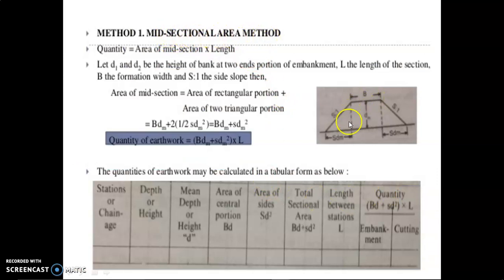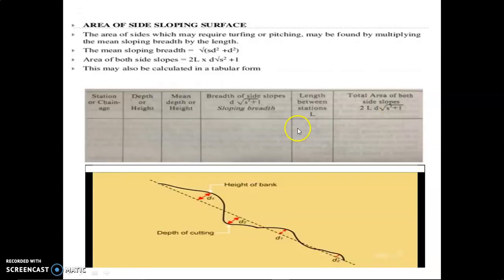In this we have to calculate the sectional area, and after that we have to multiply with L. And this is the format when we use this method. So this format is taken from B.N. Datta. As a reference book we have considered this table. So this is the formula. Here dm is the mean height or mean depth of this diagram.